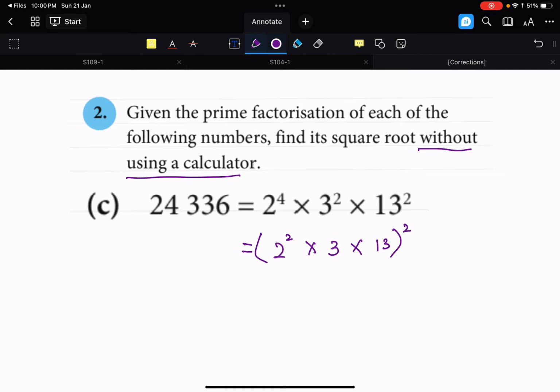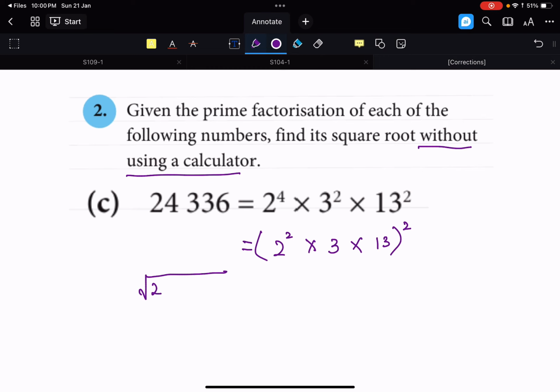So from here, the square root of, let me write it down, 24336 is equal to 2 to the power of 2 times 3 times 13. So this works out to be 156. Right, next example.